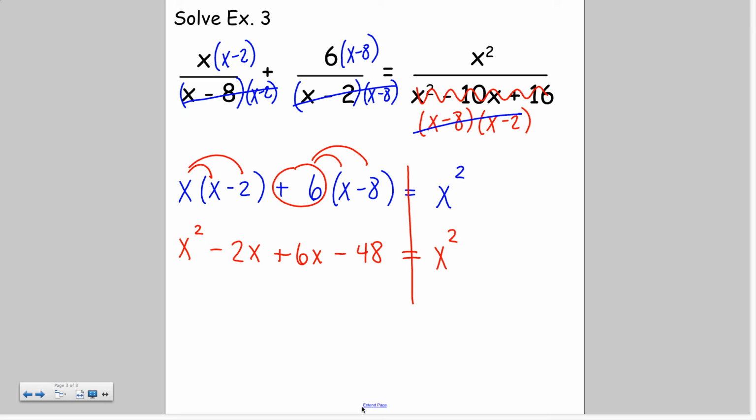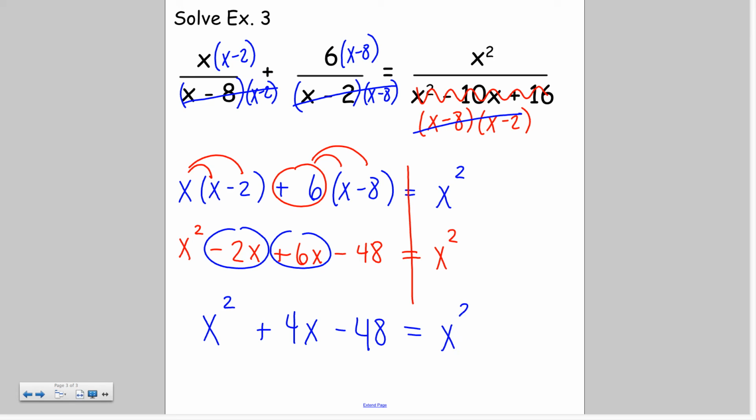So on the left-hand side, we're going to combine any like terms that you see, and I see some x's. So negative 2 plus 6 is 4x. I've combined my like terms on each side. Now I can start moving them from one side to the other. I'm going to start with my x squared. And when I do, you should see that they cancel.